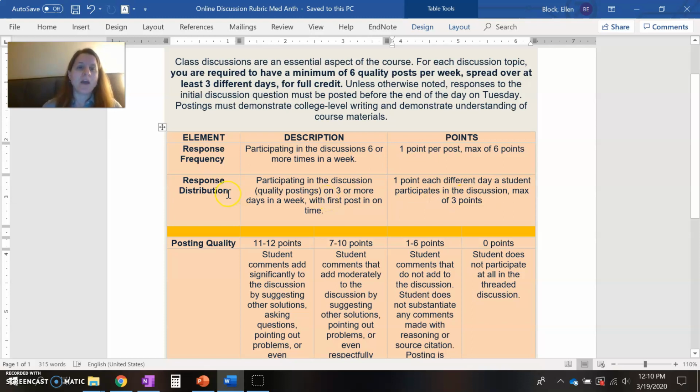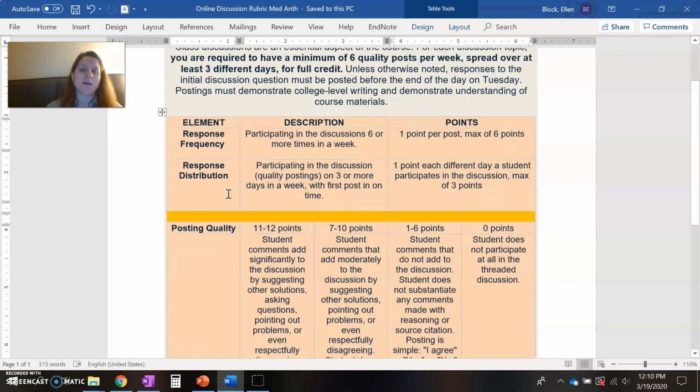And then response distribution: participating in the discussion on 3 or more days in the week. So 1 point for each different day that a student participates, for a max of 3 points. Again, that has to be 3 days where you're participating in a substantive way.